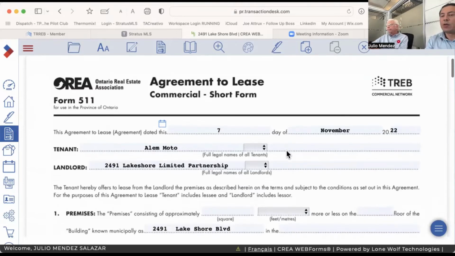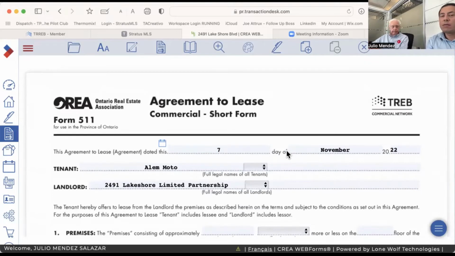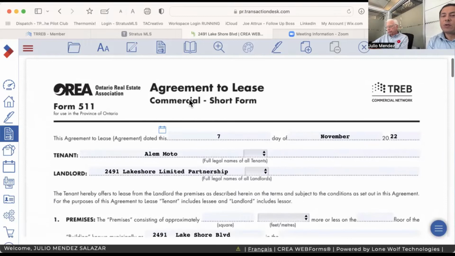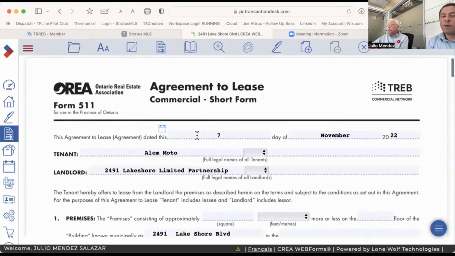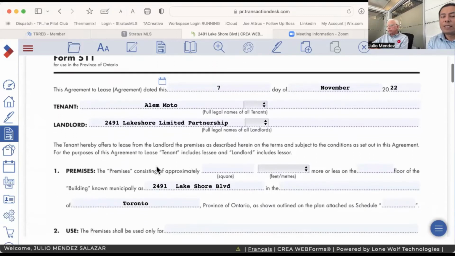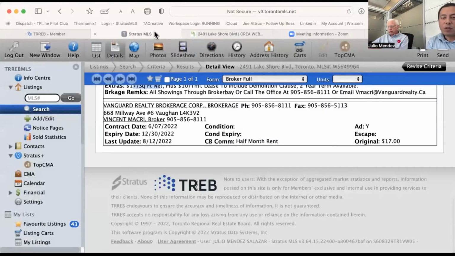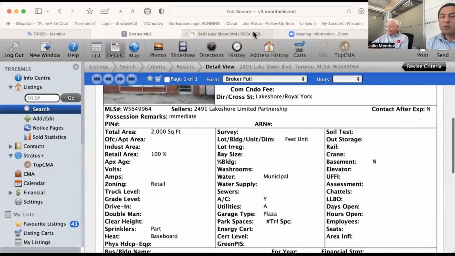Okay, very good. So I think we're going to try to replicate with the forms that are available. Sure. Okay, so we have our agreement to lease, and then here we put the 7th day of November. The landlord is in here, premises. Would you have the square footage there? I think it was 2,000, no? Yeah, 2,000 square feet.